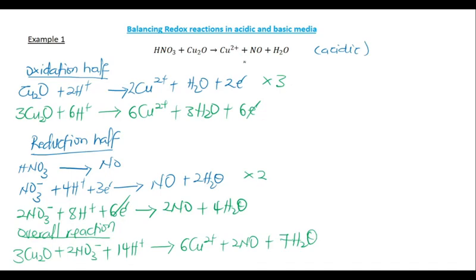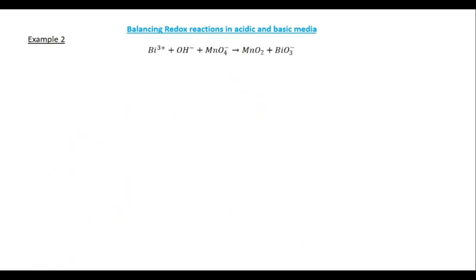So if we've grasped the understanding of this, let's look at another reaction in basic medium so that we know how to balance that as well. So we have this to balance, and it is in basic medium. Now in case you are given this question without the medium, notice that we have an OH minus over here. The OH minus is telling us that this is in basic medium.